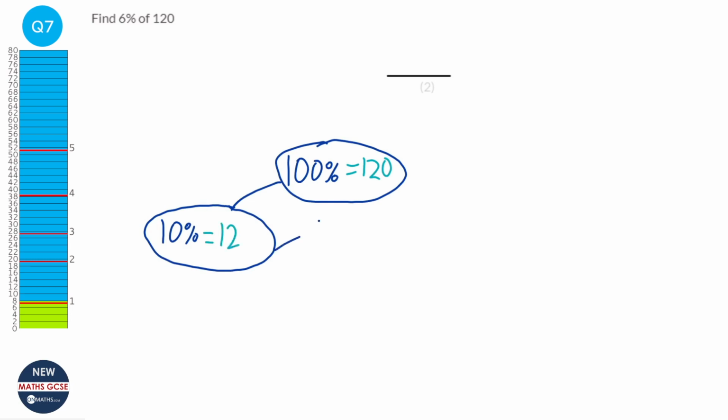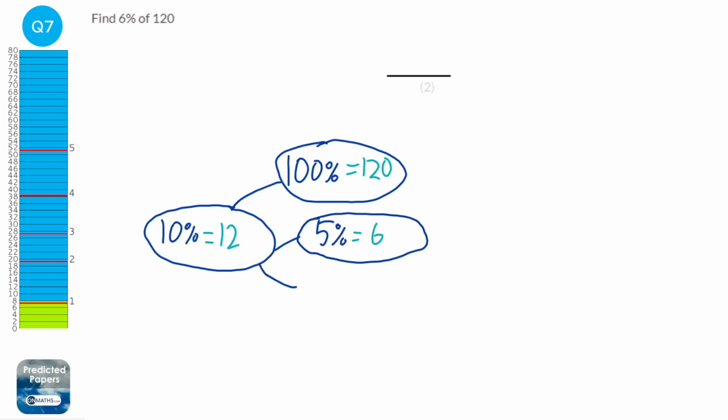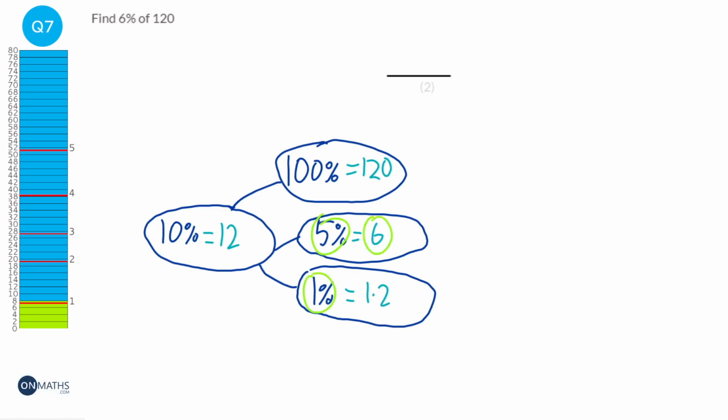And we try to get 6%, so it'd be nice if I knew 5%. And 5% is nice and easy because we just halve that 10%. So that'd be 6. And if we got the 1% as well, we can get to the 6%. So to find out what 1% is, we just divide the 10% by 10 and get 1.2. So to get the 6%, we're going to add the 5% and the 1%. So we're going to add the 6 and the 1.2. And so we just do 6 plus 1.2, which is just going to be 7.2.